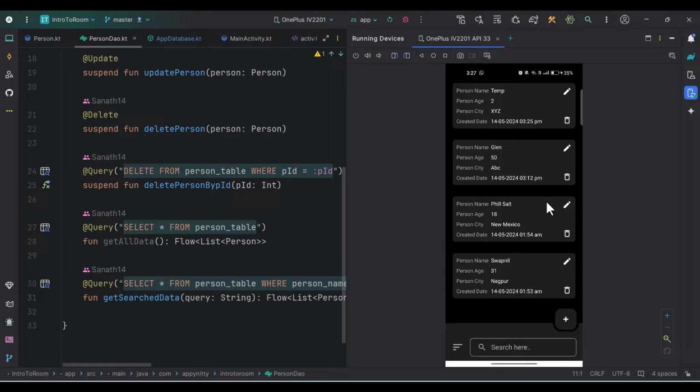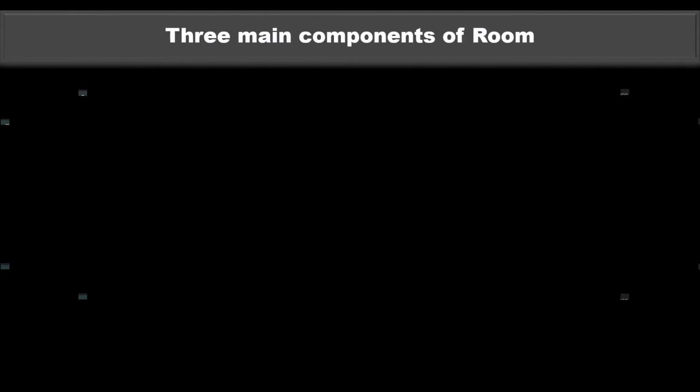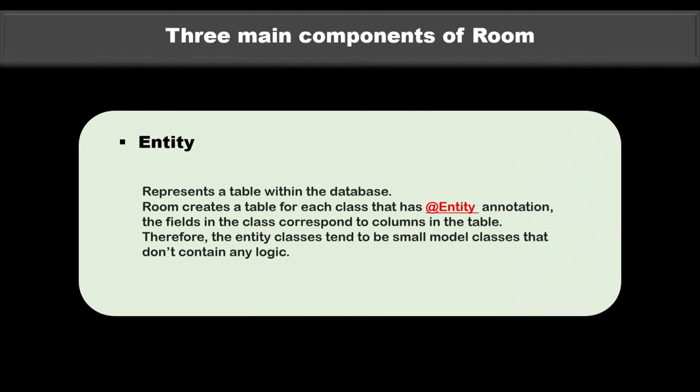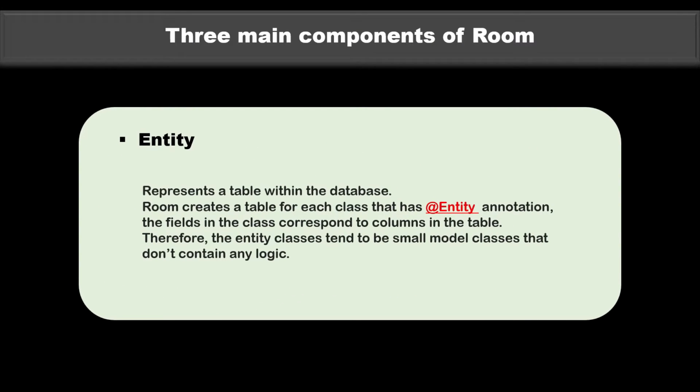So alright, now let's have a look at the three main components of Room database. The first one is entity. So entity is something like how and what you want to save into the database, and entity represents a table within the database, and it doesn't contain any logic. So Room creates a table for each class that has entity annotations, and the fields in that class, or data members or variables, correspond to the columns in the table.